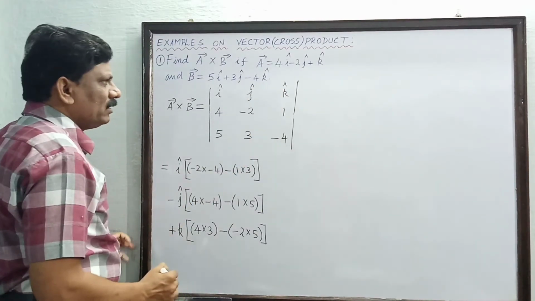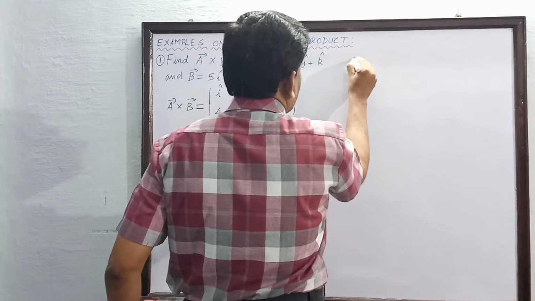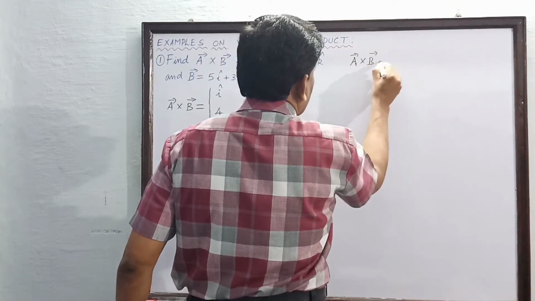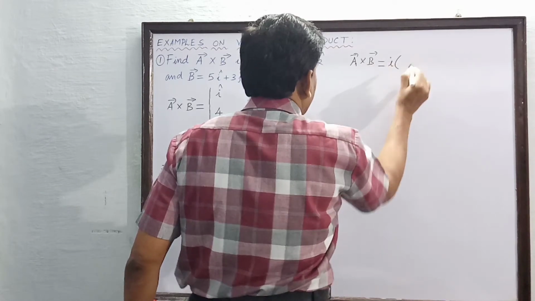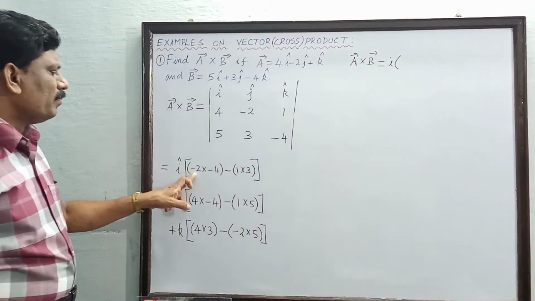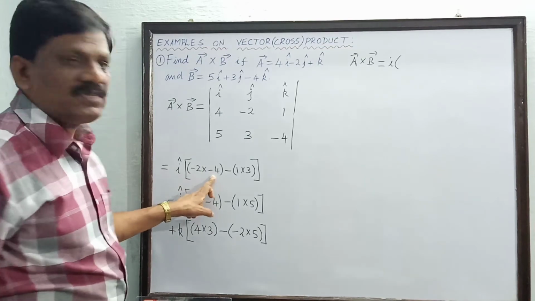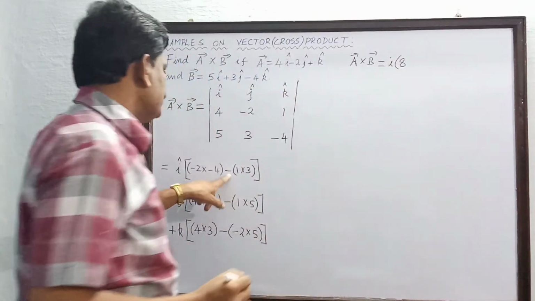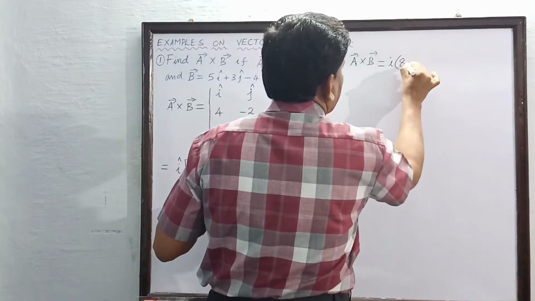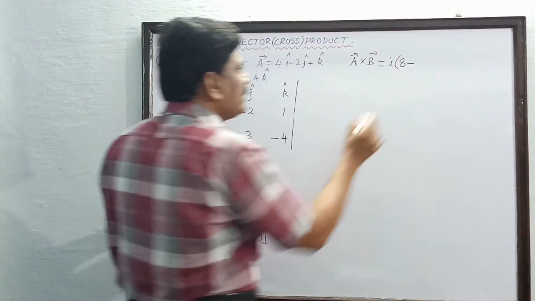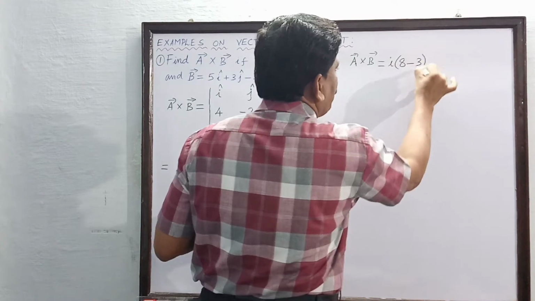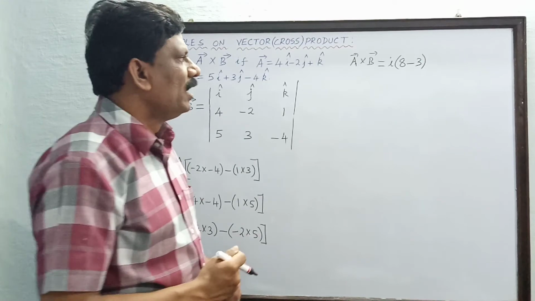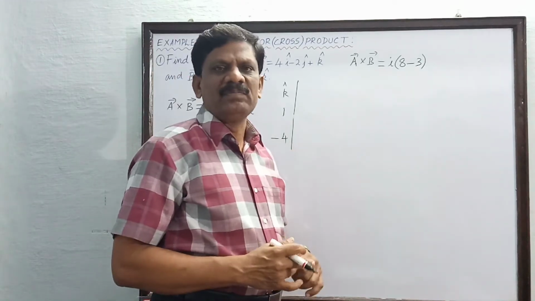So I am going to write this on the other side. A cross B is now equal to i cap into, so minus 2 into minus 4 is plus 8. Then there is a minus sign. Then 1 into 3 is 3. Step by step, carefully and slowly you proceed at the beginning. After thoroughly understanding, you can pick up the speed.